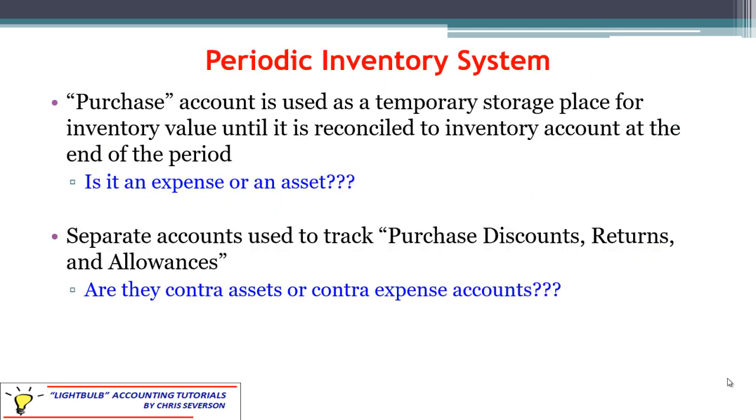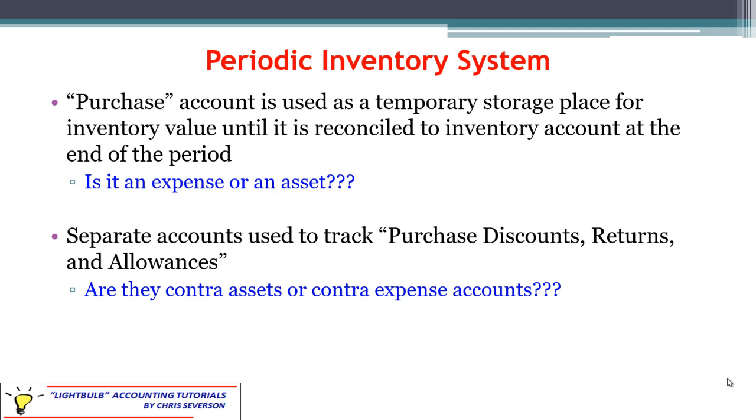So, under the periodic inventory system, we're going to see an account called the purchases account. And we'll see purchase returns, purchase discounts, purchase allowances. But these are all not the inventory account itself. Now, one way to think about this, it's basically a temporary inventory account. It's not the core inventory account. It's not the normal asset that we would see. Instead, it's just a temporary holding place for the value of the inventory that we just purchased until we can finally reconcile it to determine how did it truly impact our inventory account at the end of the period.